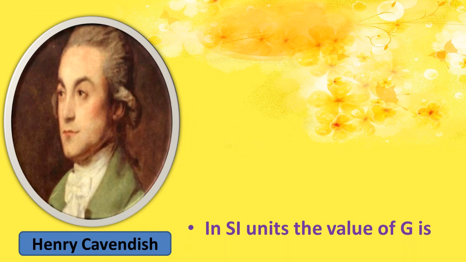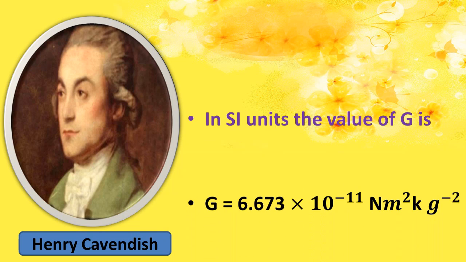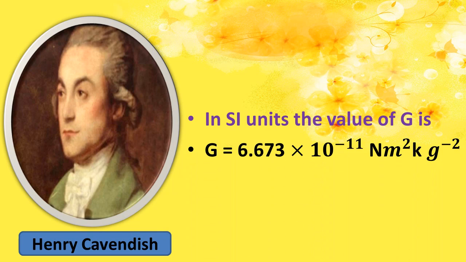Okay, so the value of G was first experimentally measured by Henry Cavendish, and in SI units its value is 6.673 into 10 raised to minus 11 Newton meter square per kilogram square, that is, Newton meter square kilogram raised to minus 2. So this is the unit of the gravitational constant, and its value will always be fixed. You should remember this value to solve the numericals related to this topic.